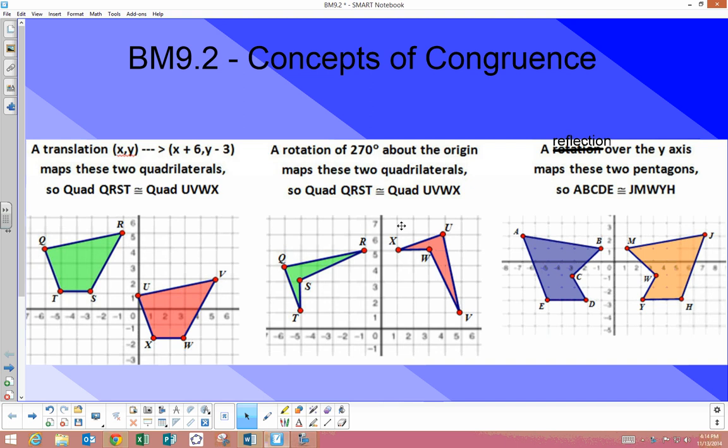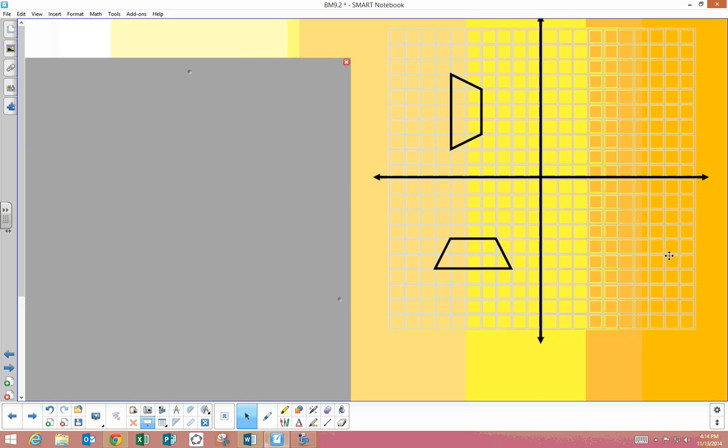This image should look familiar. This was on your worksheet. This is an example of proving congruence by translation because if we slide this figure down, it'll match that one, proving they're congruent. This one is rotated 270 degrees this way, and it would match up or map to this figure. And this is a reflection over the y-axis, okay? So that's essentially all we're doing.